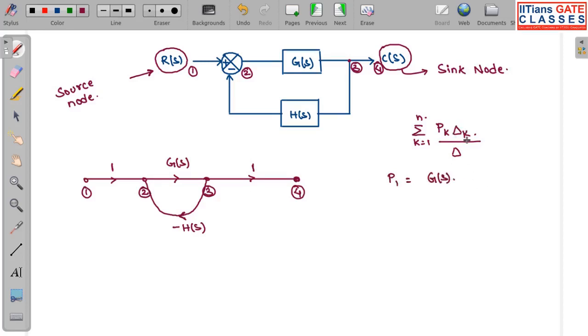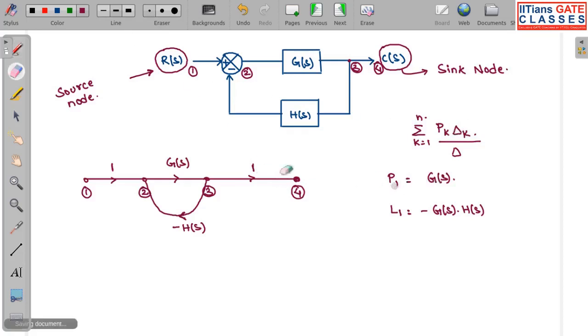Now let us see what is the associated path factor. But before that, I want you to see what are the loops present over here. Loops are closed paths. One of the loop gains I can see is this loop, 2 to 3, 3 to 2 once again. So what is the loop gain? That is minus G(s) into H(s). Now let us see the associated path factor, because we have completed all the forward paths and all the loop gains we have seen. So now associated path factor is basically what?